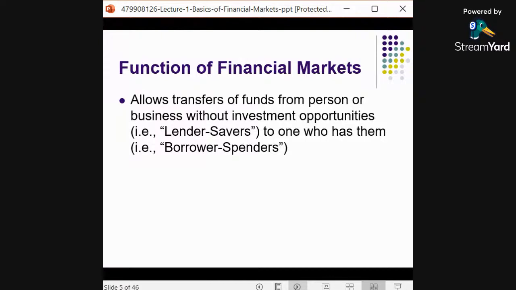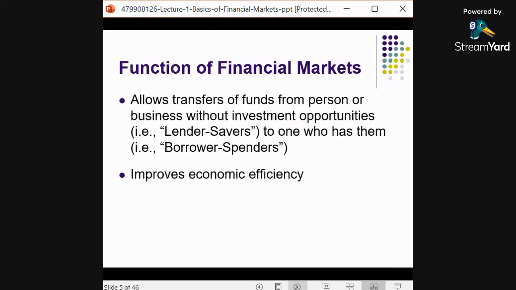So the function of financial market is that it allows transfers of funds from the lender or the saver, who has the funds, to the borrower and spender. So for example, a lender or saver is the BDO, di ba? So BDO itself acts as a lender or saver mechanism or financial platform in order for people to save their money and at the same time to be able to lend money to those people who are needing it, di ba? It improves economic efficiency.